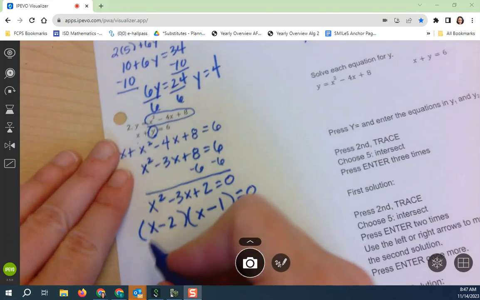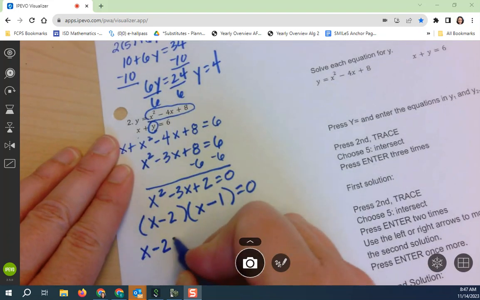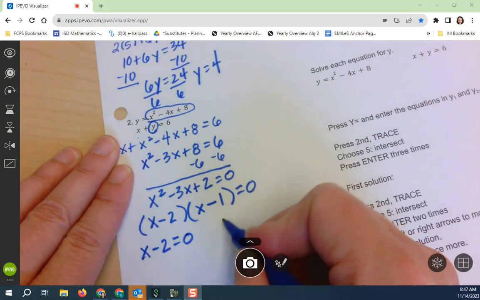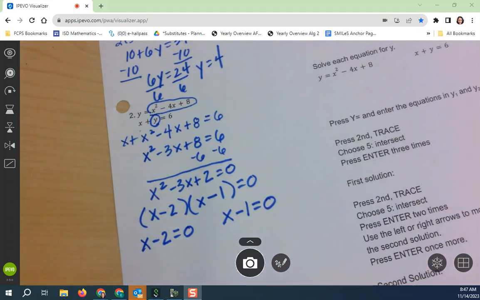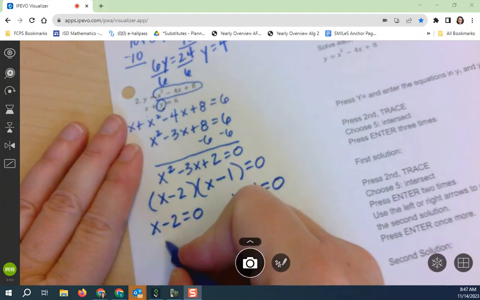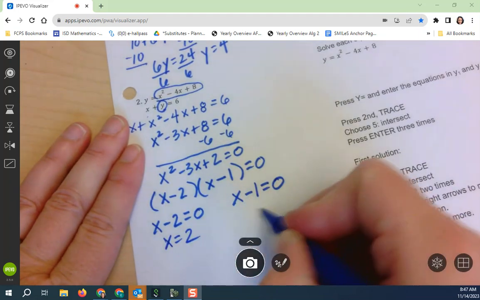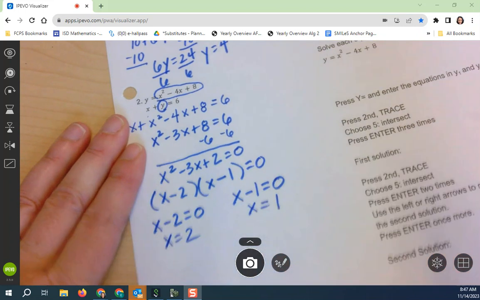And then you're going to set each factor equal to 0. That means that our parabola and line are going to cross in 2 different places. And that makes perfect sense. If you picture a parabola and you picture a line, you can cross in 2 places. All right, so I get x equals 2 and I get x equals 1.